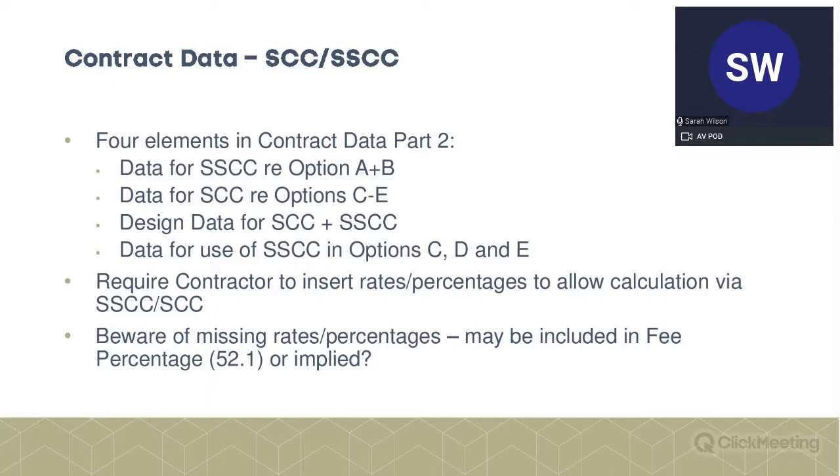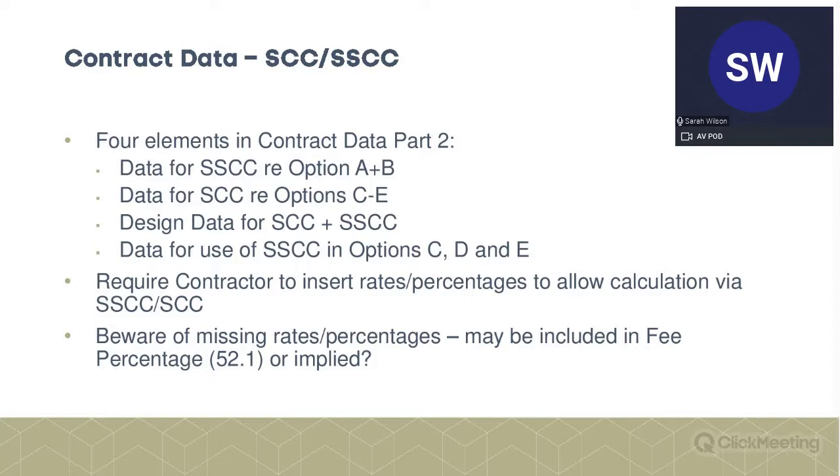So make sure that you complete those as relevant. So really, if you are on a schedule of cost, if you're on option C to E, you'll be completing pretty much all of the data except that which is specifically related to the shorter schedule for options A and B. So, don't get muddled with that.